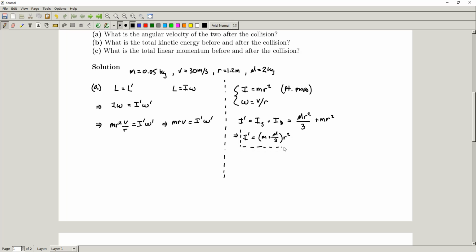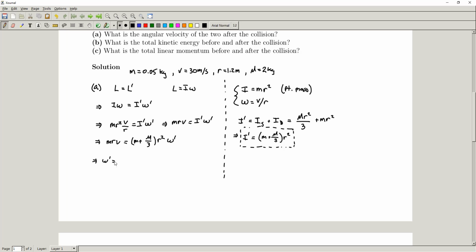Okay, I'm going to box that off, and let's substitute that back into our expression that we have going over here. So this means that we're going to end up with m r v is equal to m plus capital M over 3 r squared, and we still have this omega prime over here. But let's remember that we're looking for omega prime because we want to know what the angular velocity of the system of two objects is after the collision. So let's solve for omega prime.